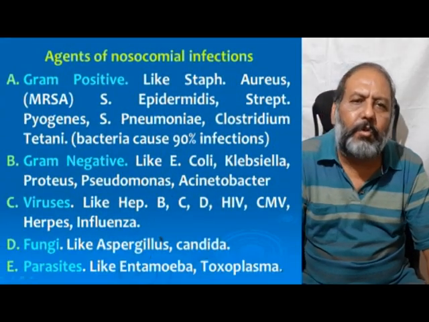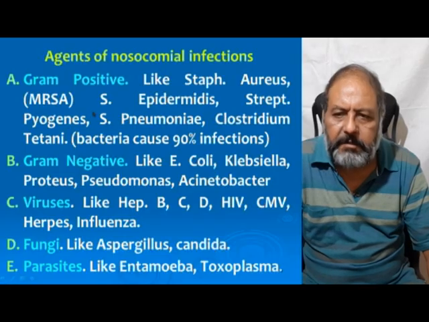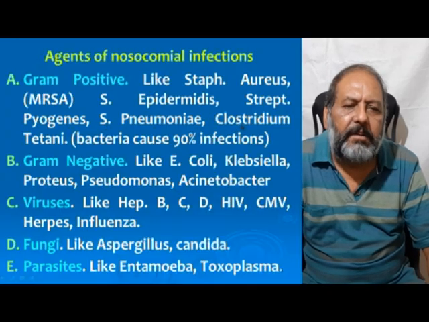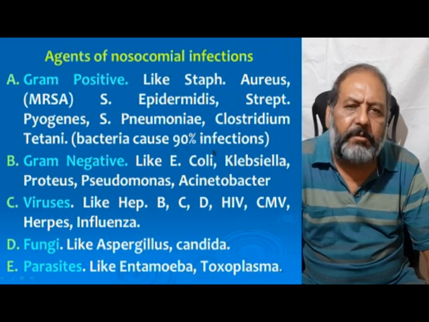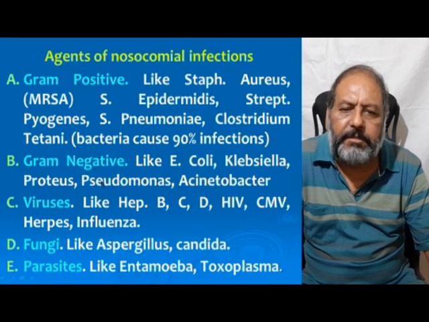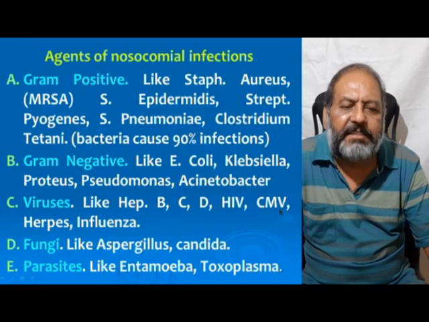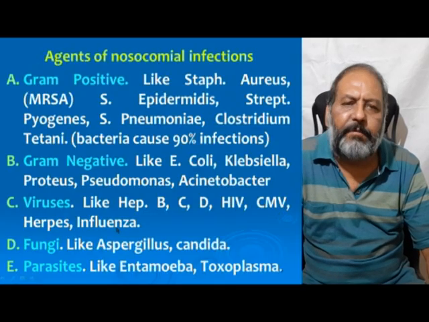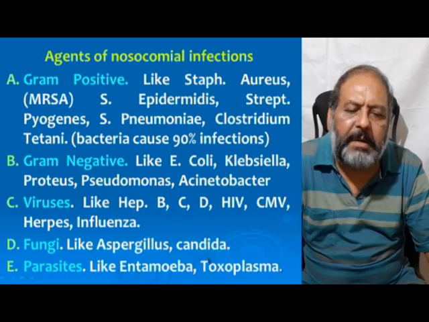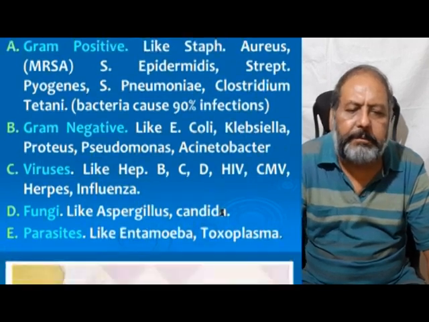And agents of nosocomial infection are gram-positive bacteria like Staph aureus, MRSA, methicillin-resistant Staph aureus, Staph epidermidis, Strep pyogenes, Strep pneumoniae, Clostridium tetani. These bacteria cause about 90% of infections. Now, gram-negative bacteria like E. coli, Klebsiella, Proteus, Pseudomonas, Acinetobacter, and viruses like hepatitis B, C, D, HIV, cytomegalovirus, herpes and influenza virus, fungi like Aspergillus and Candida, and parasites like Entamoeba and Toxoplasma are responsible for causing these nosocomial infections.